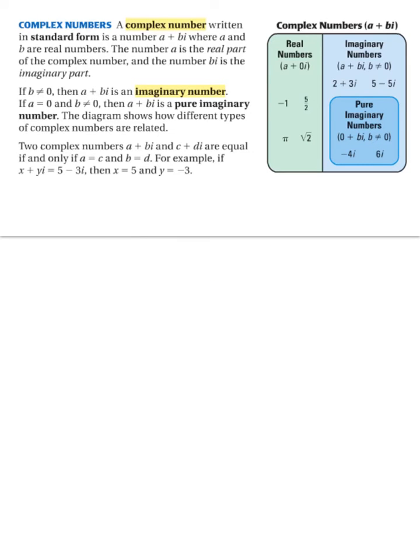So you'll need to know the standard form of a complex number, and that is a plus bi. So a and b are just any real number, and a is the real part of the complex number and bi is the imaginary part. So a complex number has two parts. It has a real part and an imaginary part.